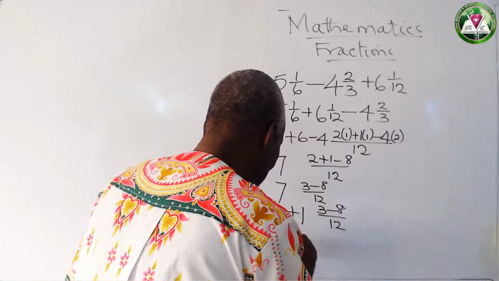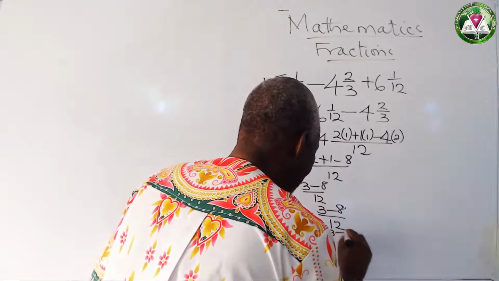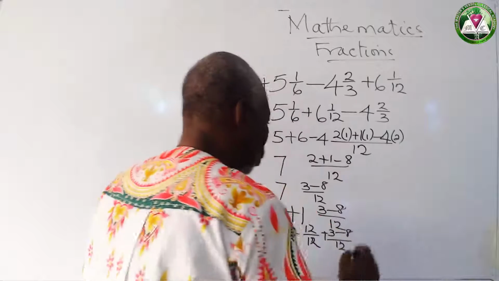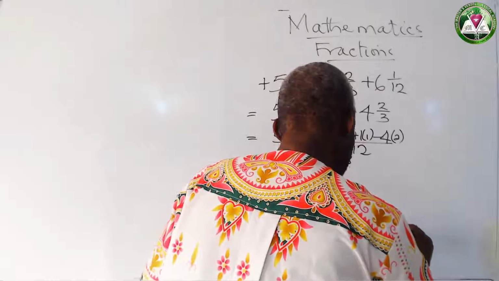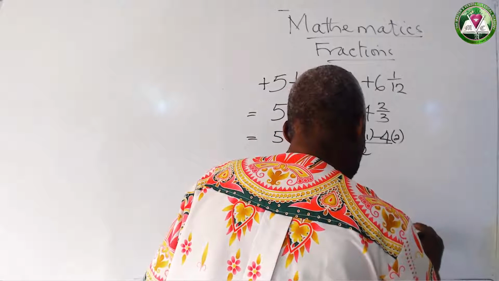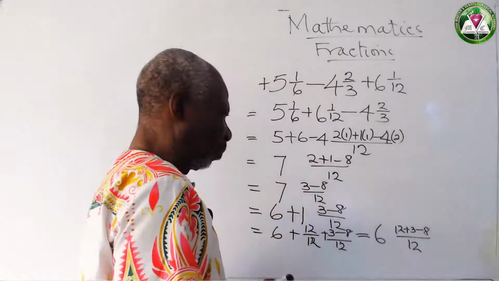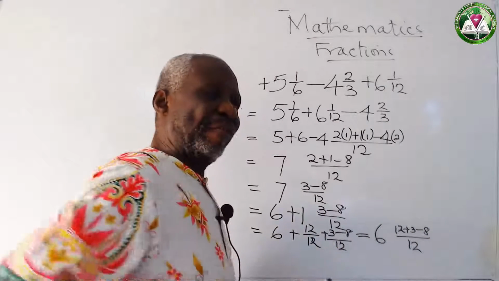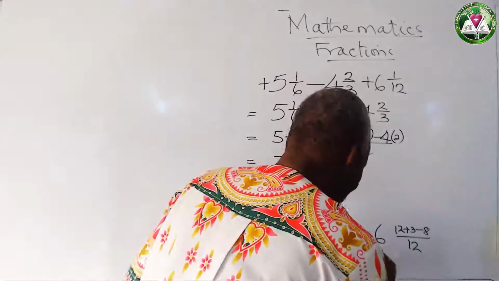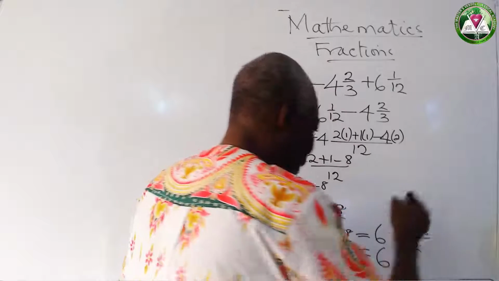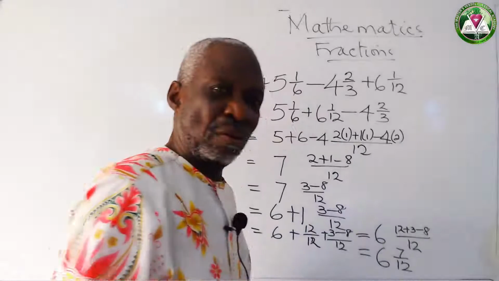This is equal to 6 plus 12 over 12, then plus 3 minus 8 all over 12, which finally simplifies as 6, then 12 plus 3 minus 8 all over 12. That is what we now have. Then 12 plus 3, that is giving us 15. 15 take away 8, that gives us 7. Then finally, what will our answer be? 6 whole numbers there, but the numerator now is 7 when 12 was divided. So that is now what we have.